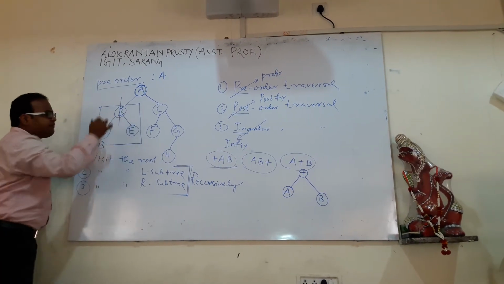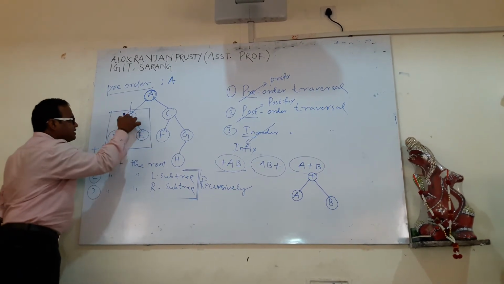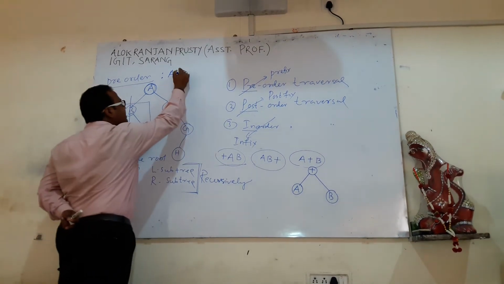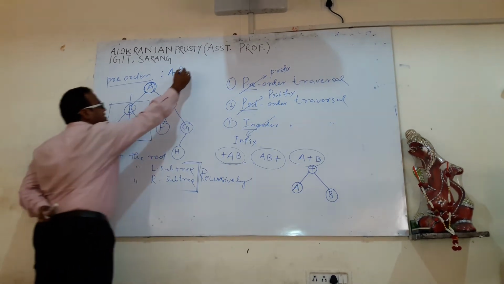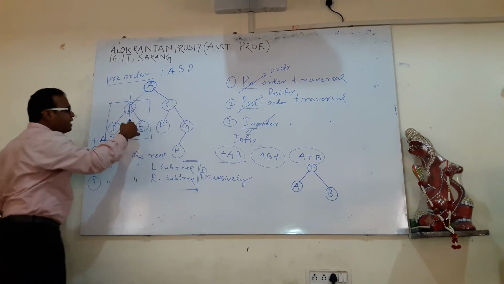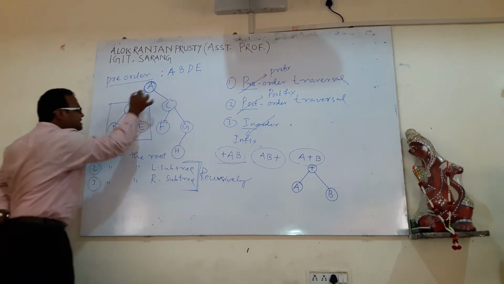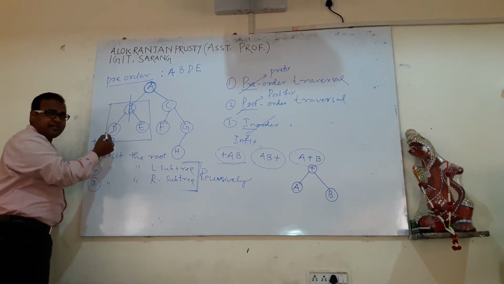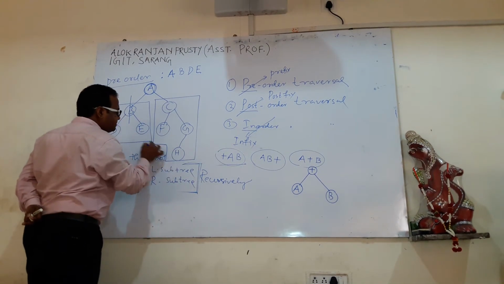In the left subtree we can find another independent tree. So we can write the root node of this tree, that is B. Then visit the left subtree or left child, that is D. Then after that the right child, that is E. Once this left subtree has been completed, where we made the recursion, then we will go for the right subtree part.